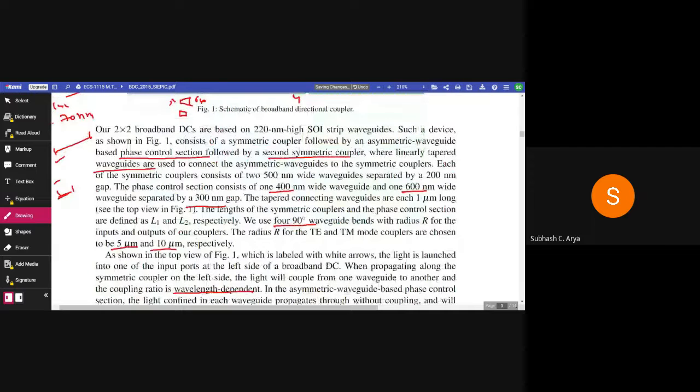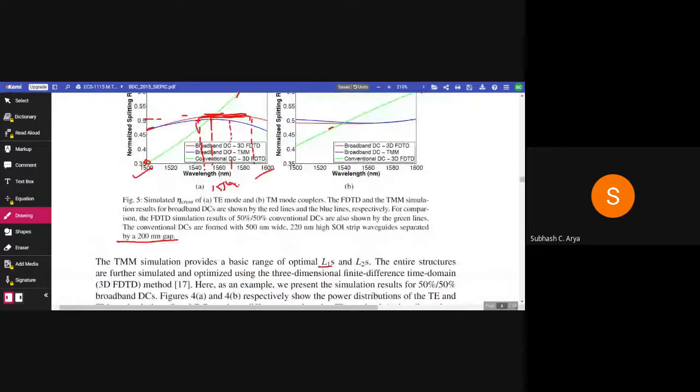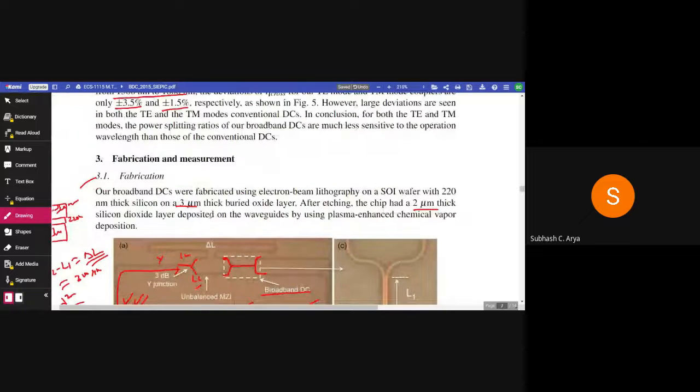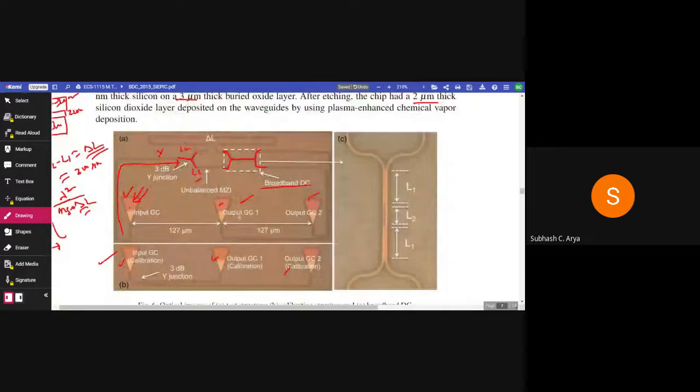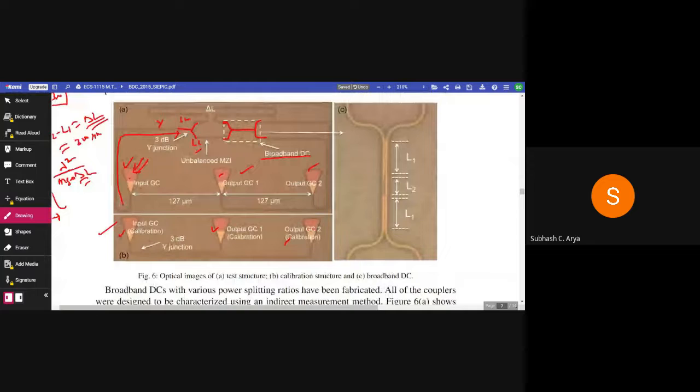So this is the thing, and we have read in the last part 3 sections up to 3.2, fabrication and measurement. In 3.1 we have read how this fabrication was done, and for calibration purpose we can see one 3 dB Y branch is used, then an imbalanced Mach-Zehnder interferometer, and this is the device under test that is called the broadband directional coupler.